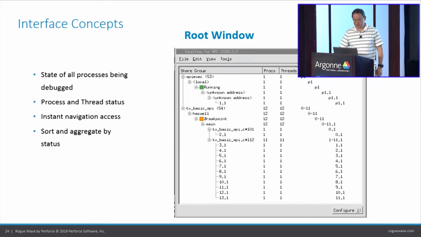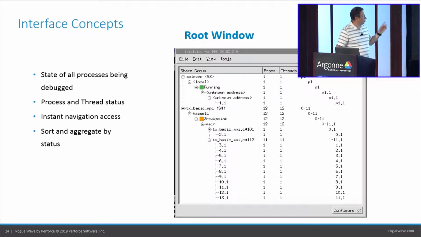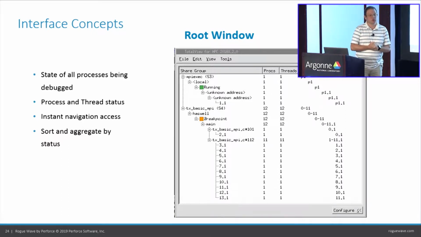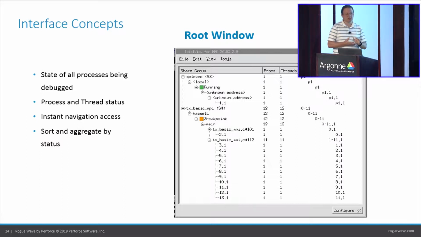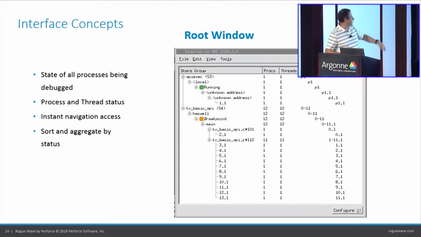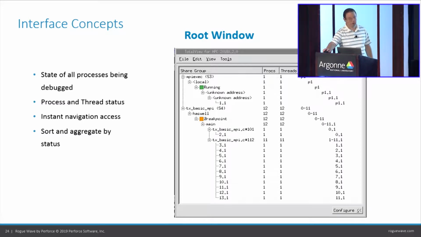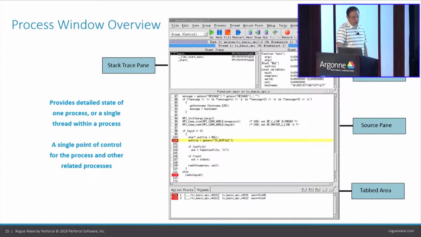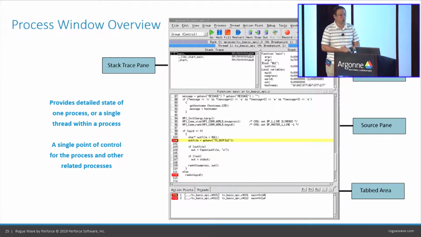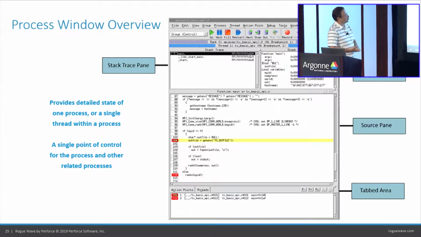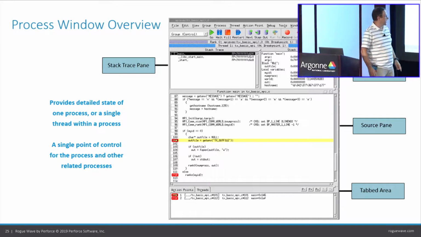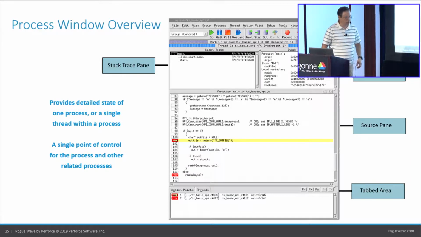Once your session starts, you will see the interface. The interface, both classic and new, has two concepts. The first part is the root window, which is the control window where all your processes and all your threads are shown, aggregated, and you can see where your program is, and you can switch between them here. You can sort. So this is your command level, but each one also has a process window. In this process window, we provide detailed state on one thread and one process. There's a stack trace, a toolbar for different controls, and the source pane where all your data is. This is the classic interface, and I will show you an example with the new one.